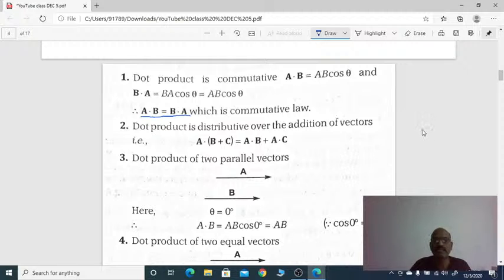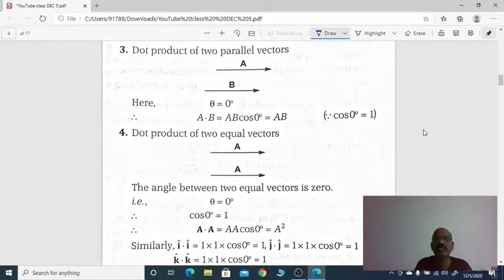The important point is the dot product of two parallel vectors. See that if two vectors are parallel, the angle between them is 0. Then what is the dot product of these two? A vector dot B vector equal to AB cos theta, theta is 0, cos 0 is 1. So the maximum A dot B equal to AB. If you want to prove two vectors are parallel, then the product is AB, since cos 0 is 1.